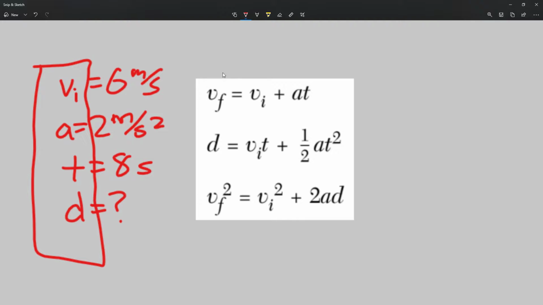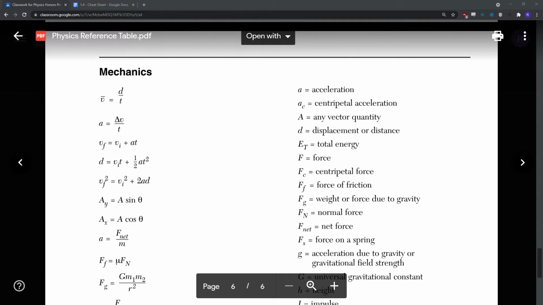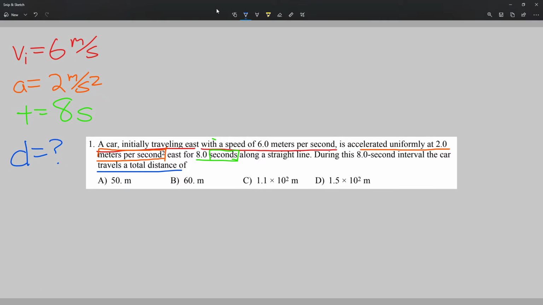Let's look at the first one. Does it have VF? No. We don't have VF here, so we can't use this formula. Same thing with the next one. We don't know what VF is, and we aren't solving for VF, which means we can't use either of these formulas, so we're only left with this singular formula. That's what we're going to use. So, going back to number 1, we're going to use D is equal to VI T plus 1/2 AT squared.